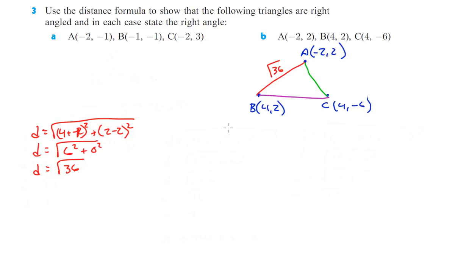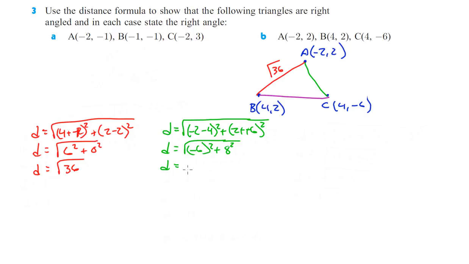Let's find this AC here, which is going to be, let's see, we've got -2 minus 4 squared plus 2 minus -6 squared. All right, so that's going to be -6 squared, and then 2 minus -6 is 2 plus 6, which gives us 8 squared. So -6 squared is 36, 8 squared is 64. So this distance here happens to be the square root of 100. Right, so we'll just leave that as the square root of 100. It could be 10. Let's see what this side here is.